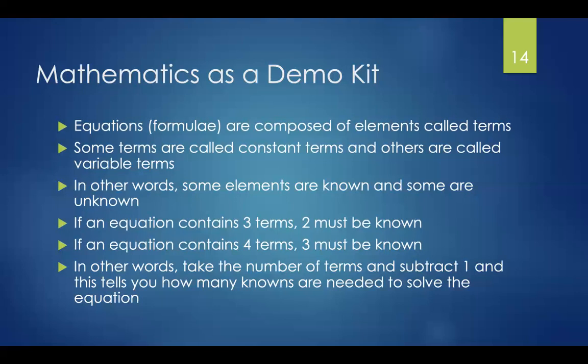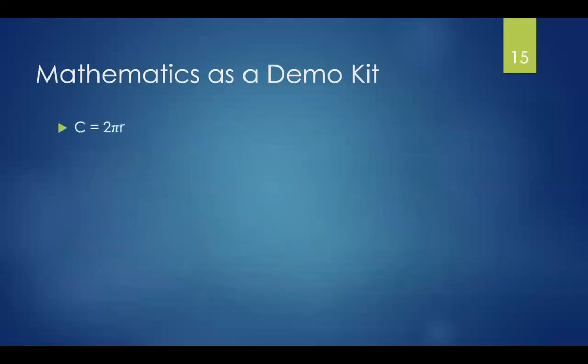Okay. So in other words, take the number of terms and subtract 1, and that tells you how many knowns are needed to solve the equation. So here we're going to use an example. We've seen this equation before, correct? What does this equation represent? Come on, mathematicians. C equals 2 pi r. What does the C stand for? The circumference of a circle. Thank you, brother. Was that Brother Wadu? Absolutely. So C is the circumference.